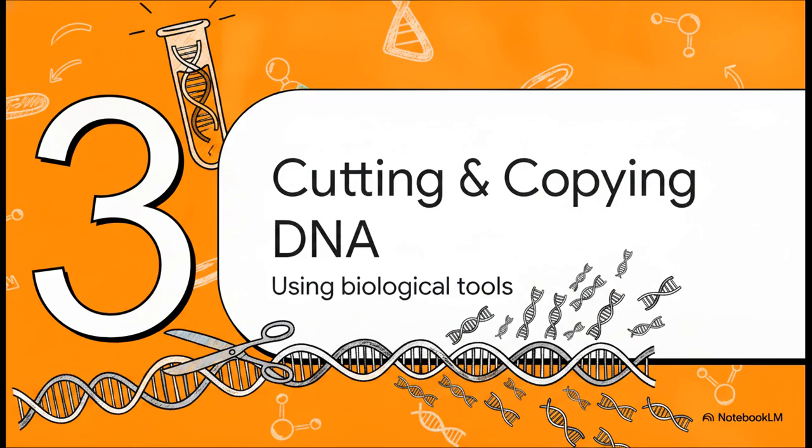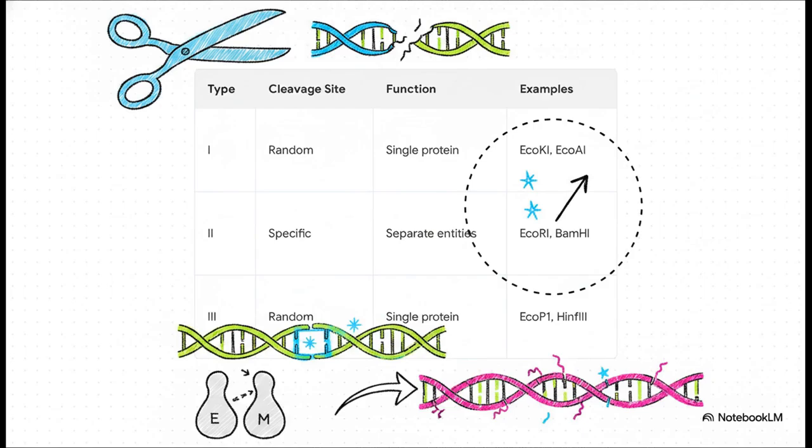Which brings us to phase 3, cutting and copying DNA. We've got our pure, raw DNA isolated in a test tube. Now it's time to break out the biological toolkit. To cut the DNA, we use cellular scissors called restriction endonucleases. Now, out of the 3 main types of these enzymes, Type 2, like ECO-RI and BAM-HI, are incredibly special. They have entirely separate endonuclease and methylase functions, and they cut specifically within their recognition site.